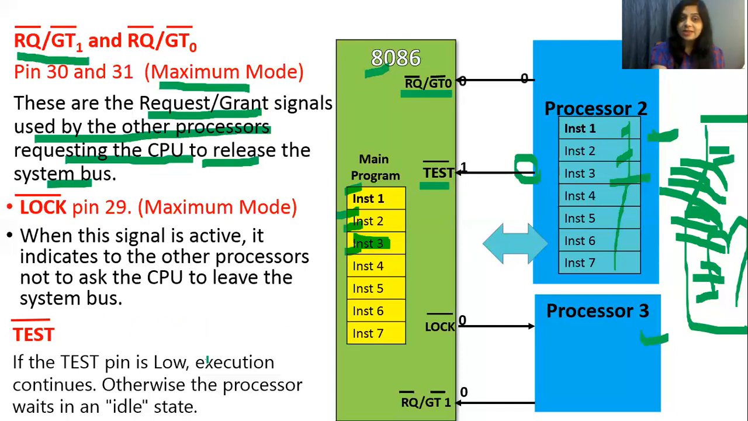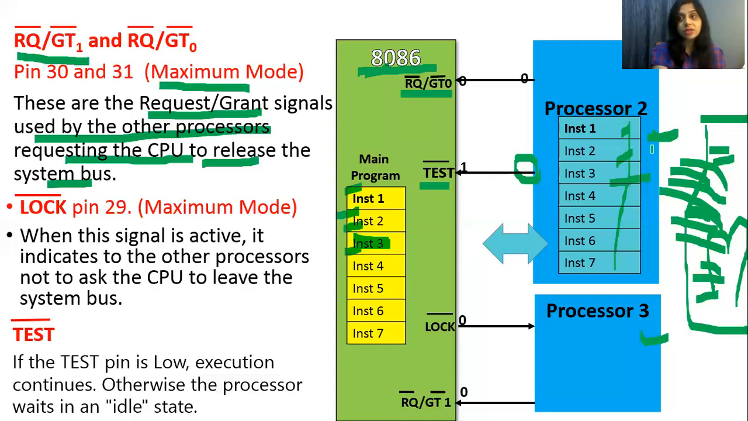It indicates that the buses are with me and you should not try to use them. A 1 on this pin indicates that processor 2 wants to tell the 8086 that control of the buses is with it. I am using the buses for execution of this program and you had better wait. So as long as the 8086 receives logic 1 on this pin, it enters a wait state and will not try to execute the program.